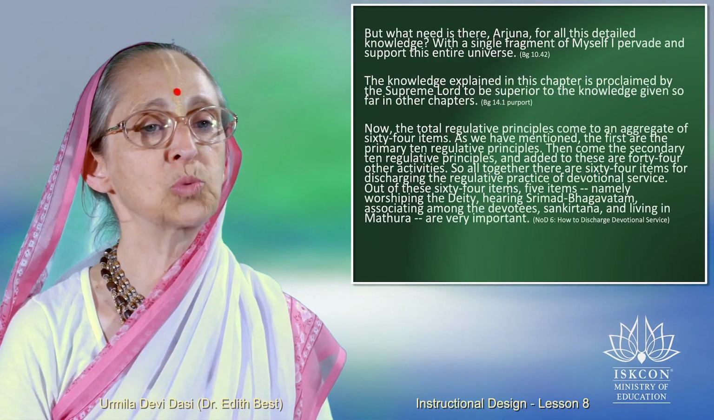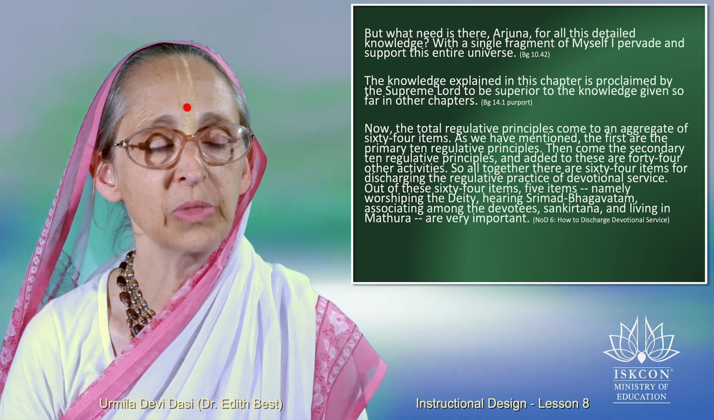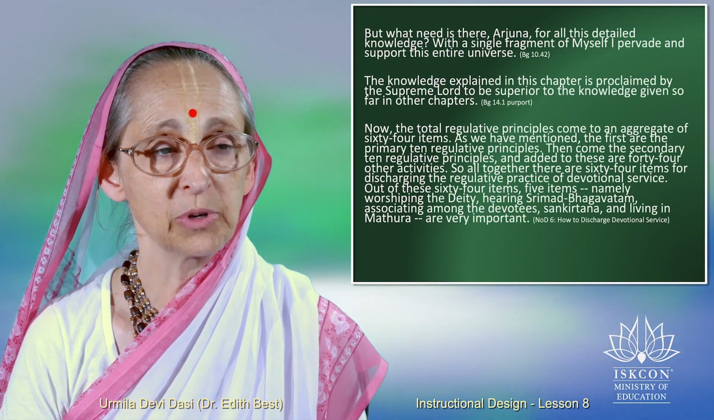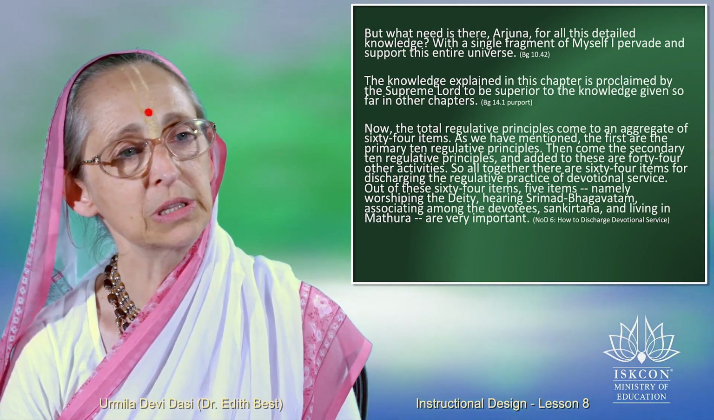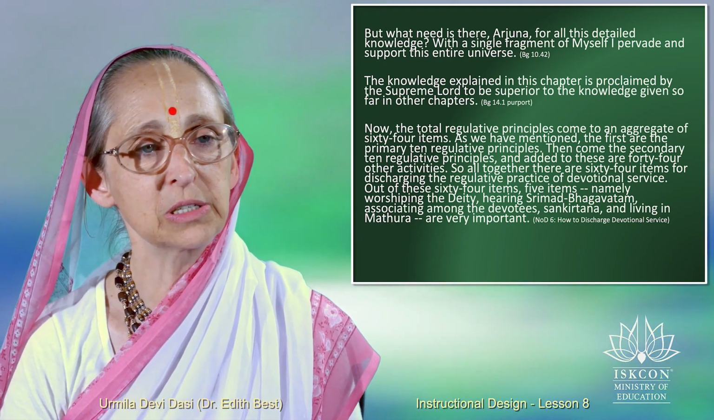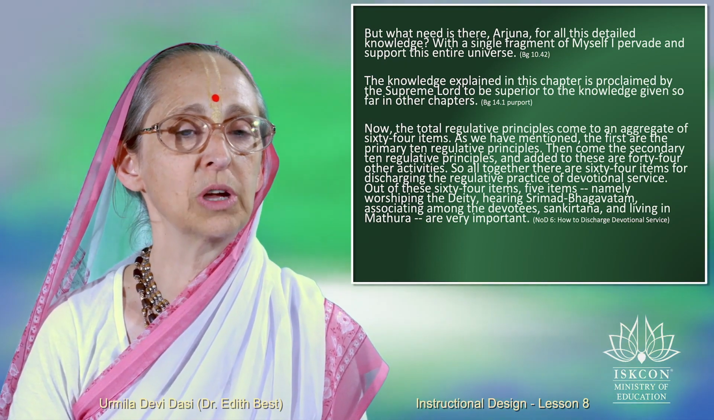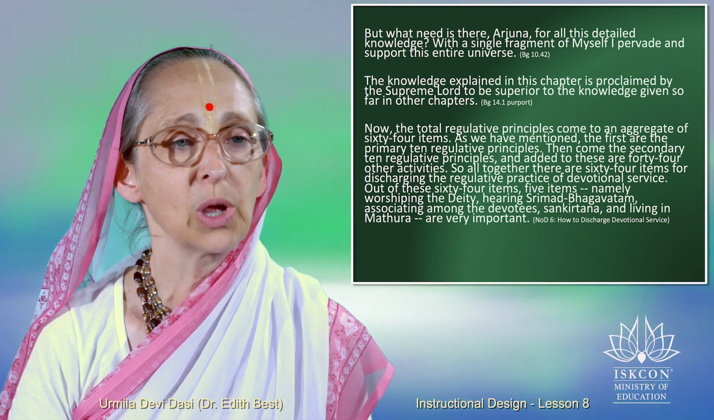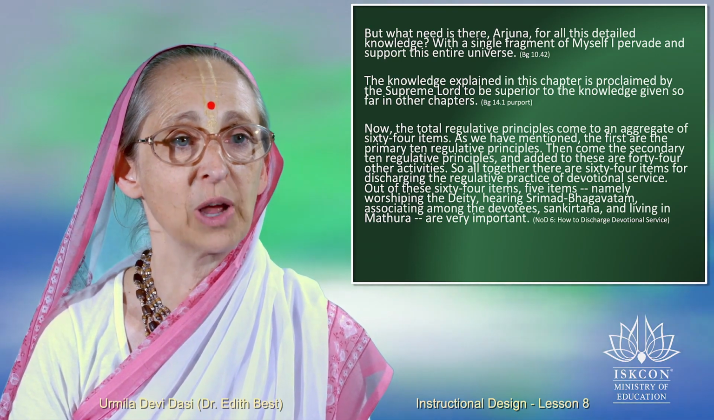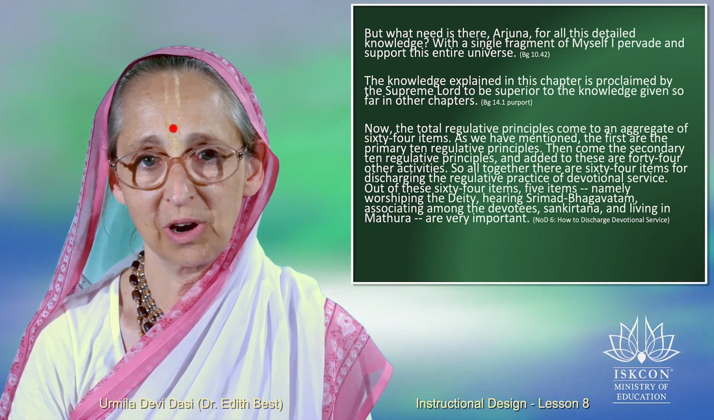The first 2 examples we're looking at here are from Krishna. Then we're looking at an example from Srila Prabhupada. Let's read this. This is from Bhagavad Gita, chapter 10, text 42. But what need is there, Arjuna, for all this detailed knowledge? With a single fragment of myself, I pervade and support this entire universe.